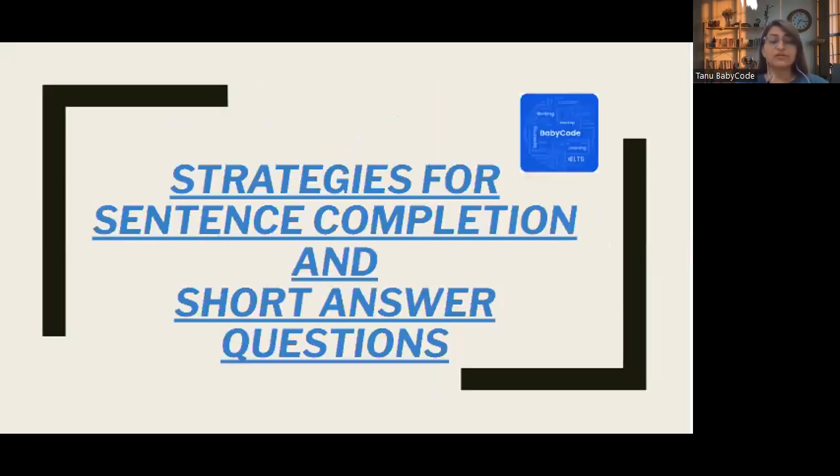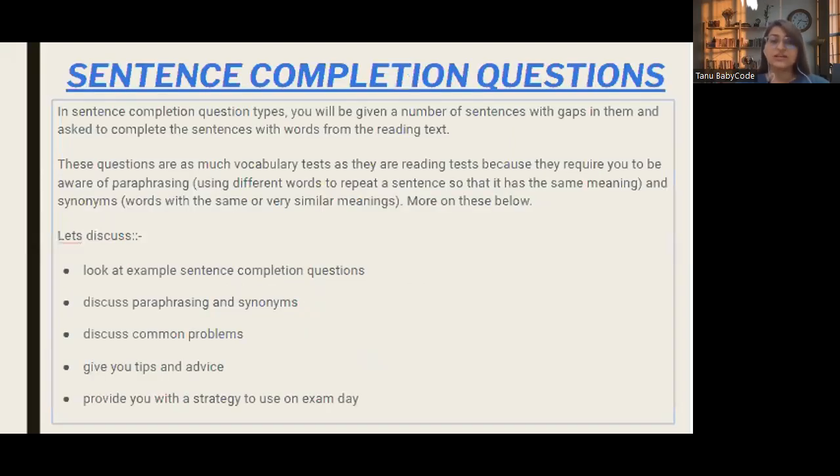Now let's talk about strategies. What are the strategies for sentence completion and short answer questions? What is sentence completion? With the name itself, you have to complete the sentences. Or I would say these are the type of question you can call fill in the blanks. You have to fill in the blanks with the answer searching from the text. You have to find the answer from your paragraph, and you have to write the same thing.